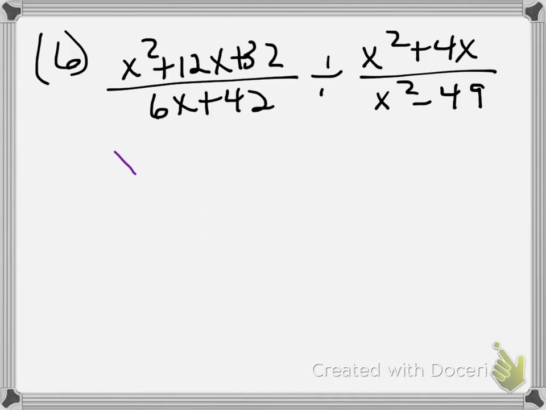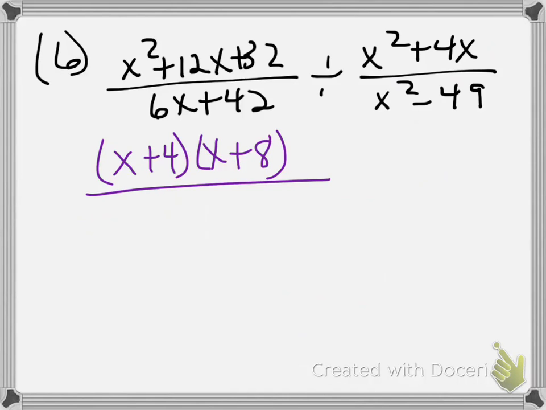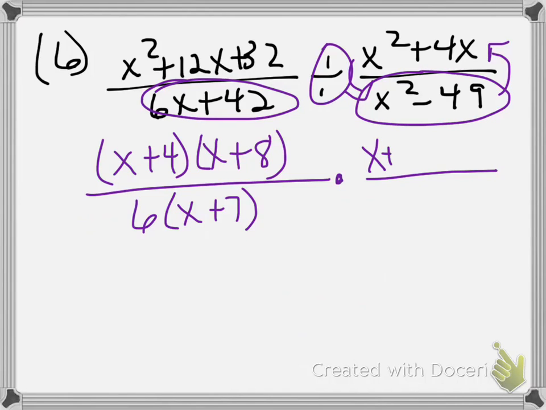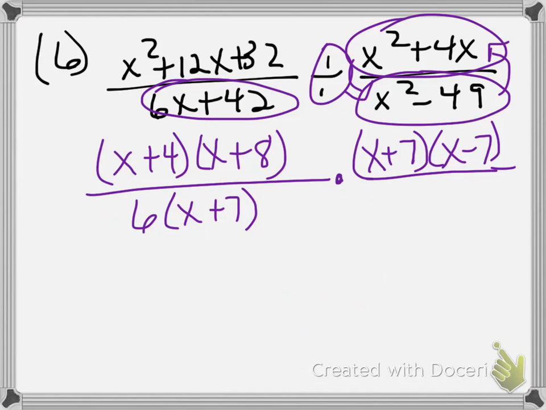Alright, number 6, x plus 4 and x plus 8. 4 and 8 add up to give me 12. 4 times 8 gives me 32. 6x plus 42, these are both divisible by 6. So I'm going to have x plus 7. Division becomes multiplication. I'm going to flip the numerator with the denominator. So x squared minus 49 is going to be x plus 7, x minus 7, but it's going to be in the numerator because we had to flip it. And then when I do x squared plus 4x, they're both divisible by x, and then I have x plus 4 left inside my parentheses.